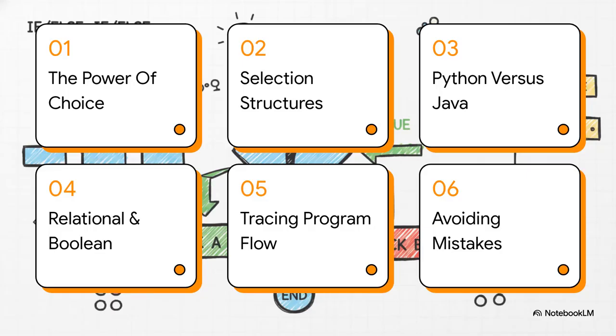So, here's our roadmap for today. We'll start by exploring the power of choice, and then we'll meet the specific selection structures. After that, we'll compare how Python and Java handle this, look at relational and Boolean operators, trace some program flow, and finally, go over how to avoid common coding mistakes.